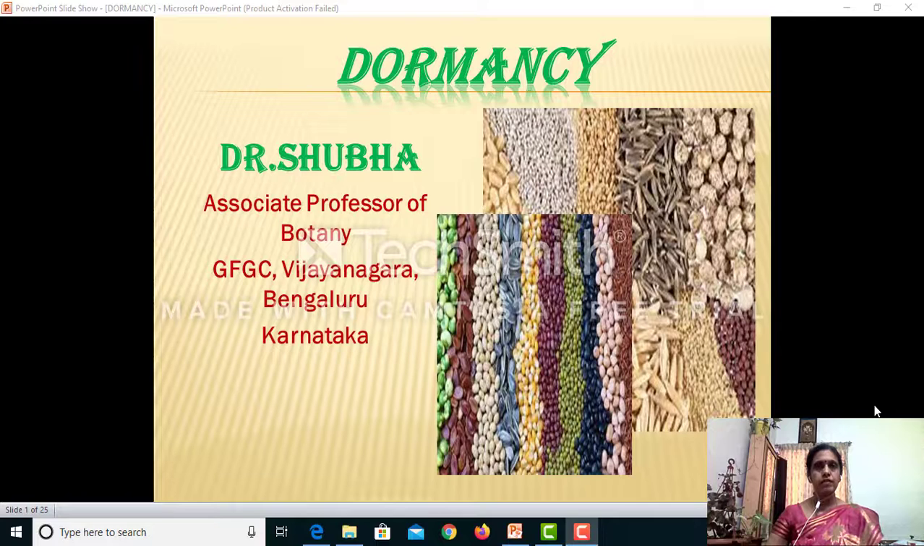...or feature in the life cycle of a plant. It is also a unique feature of the plant species to overcome unfavorable conditions. Even in agriculture, it has a lot of significance.